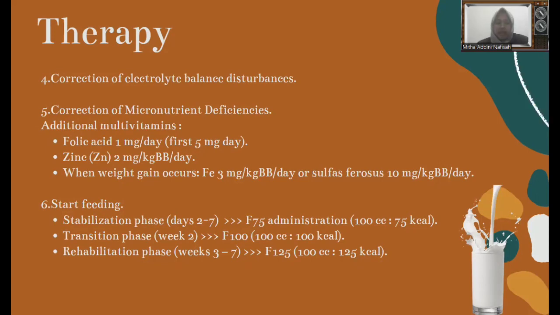The sixth is start feeding. Stabilization phase, days 2 until 7: give F75, 100 cc for 75 calories. Then the transition phase, week 2: F100 formula, so 100 cc for 100 calories. Rehabilitation phase, weeks 3 until 7: F125, or 100 cc for 125 calories.